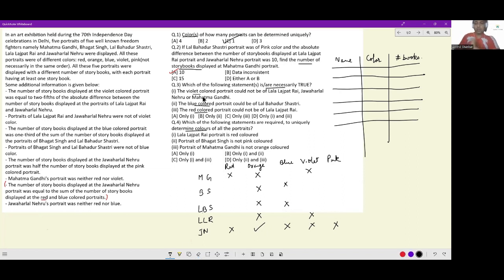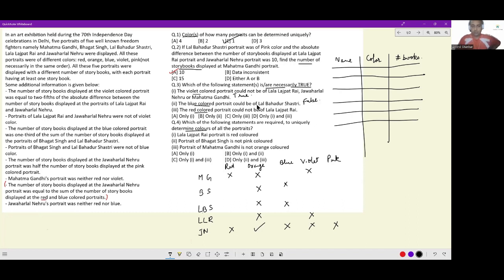Let's see. Question 3. Which of the following statements are necessarily true? They have to be true. The violet colored portrait could not be Lala Lajpat Rai, Jawaharlal Nehru, or Mahatma Gandhi. See, the three people that had been ruled out as violet were Mahatma Gandhi, Lala Lajpat Rai, and Jawaharlal Nehru. So yes, this statement is necessarily true. Next, the blue colored portrait could be of Lal Bahadur Shastri. Lal Bahadur Shastri, it cannot be blue. We have ruled that out. So this is not true.